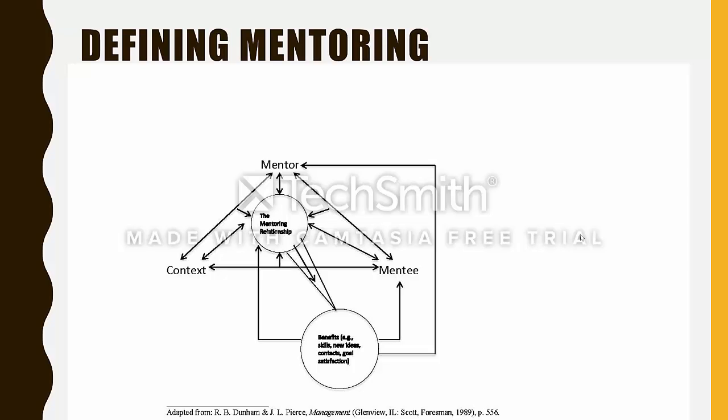But very complex in nature and dynamic, in that the major elements or components that make up a mentoring relationship are obviously the mentor, the mentee, the context or the situation, characteristics of the situation, and then also the benefits of the mentoring relationship. So, for example, maybe new skills, new ideas, maybe new networking contexts, maybe satisfaction of goals. Those are some potential benefits of mentoring, of being mentored and or mentoring someone else.